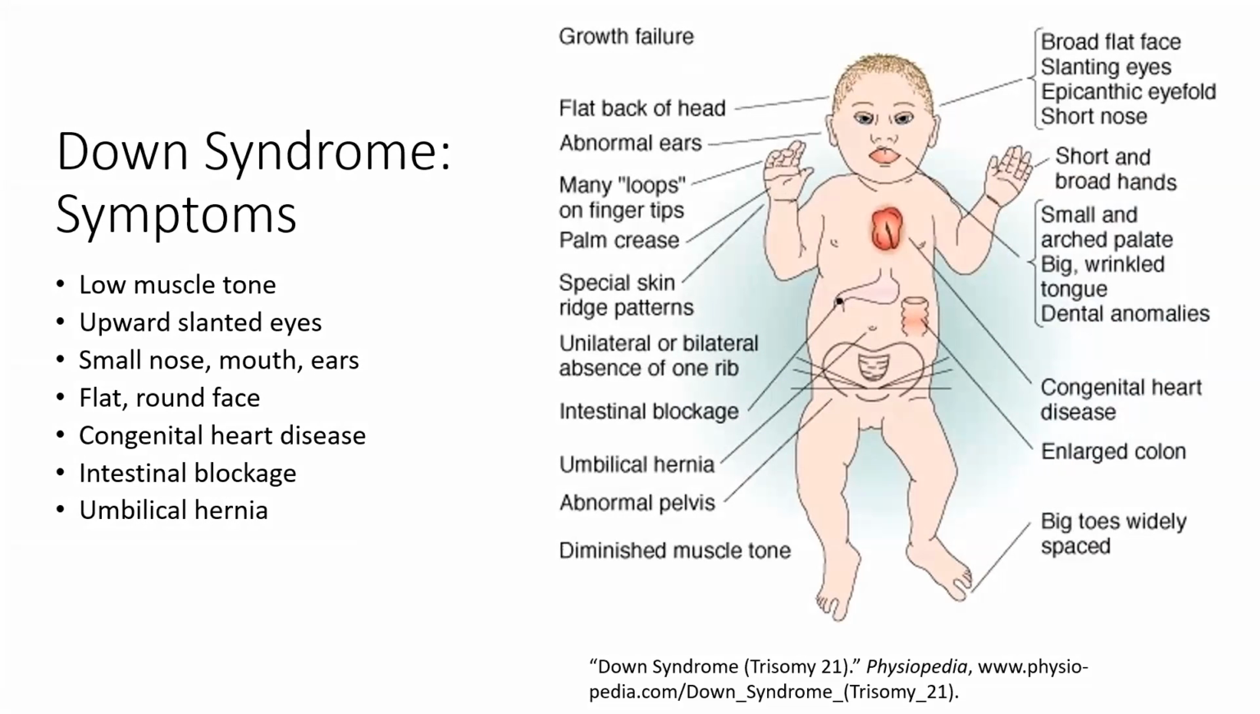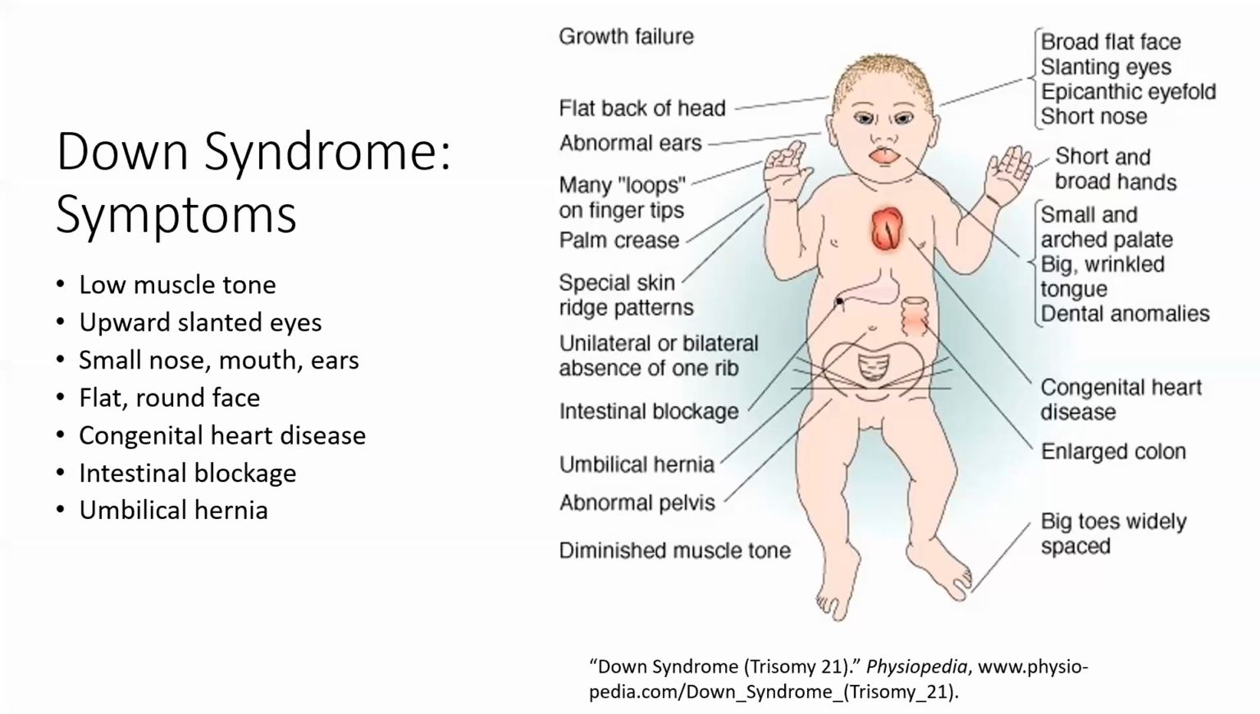Individuals with Down syndrome have specific visual features that distinguish them, including low muscle tone, upward slanted eyes, a flat, round face with small nose, mouth, and ears, and a small arched palate. Down syndrome also causes health problems in some, including congenital heart disease, intestinal blockage, and an umbilical hernia. These are common symptoms of Down syndrome, but it looks different on a case-to-case basis.